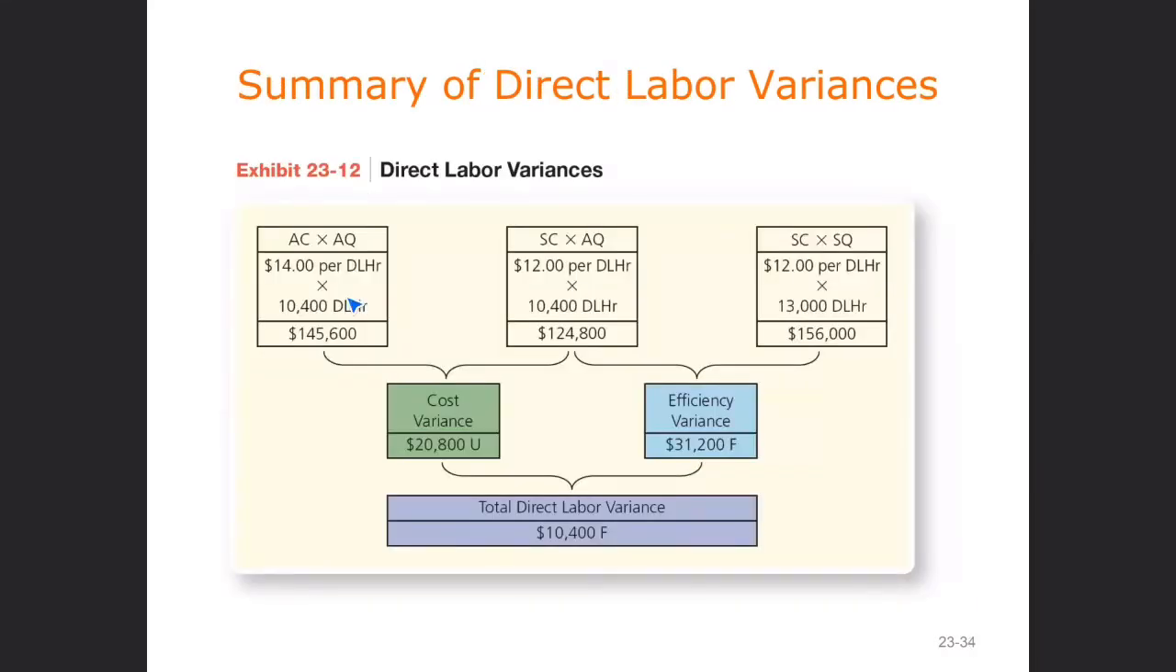And again, this is just showing you where those would go. It comes down into our cost variance and our efficiency variance. The difference between the two is 10,400 total direct labor variance, and this one is higher, it's favorable, so this one will be favorable as well.